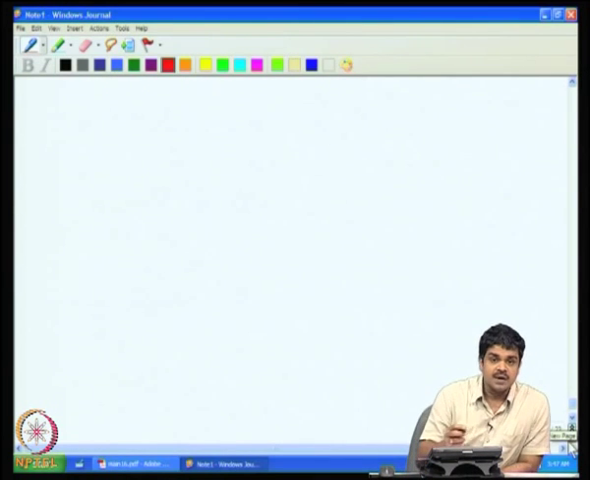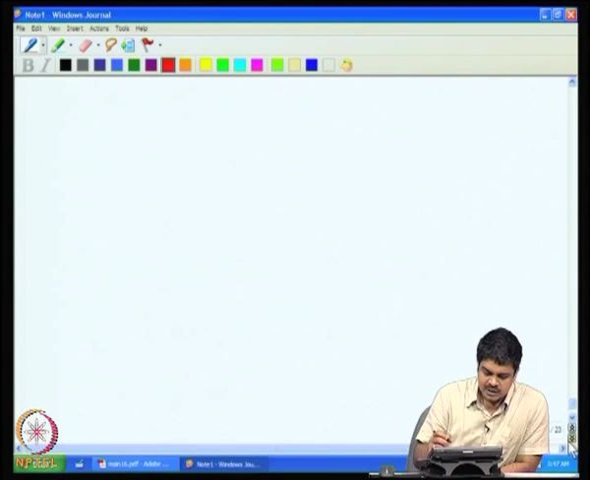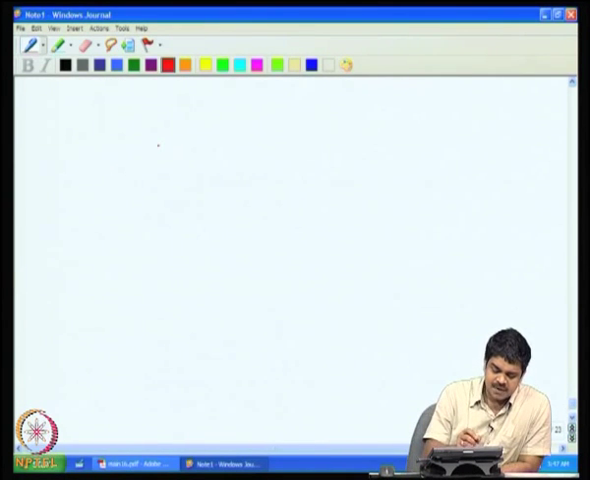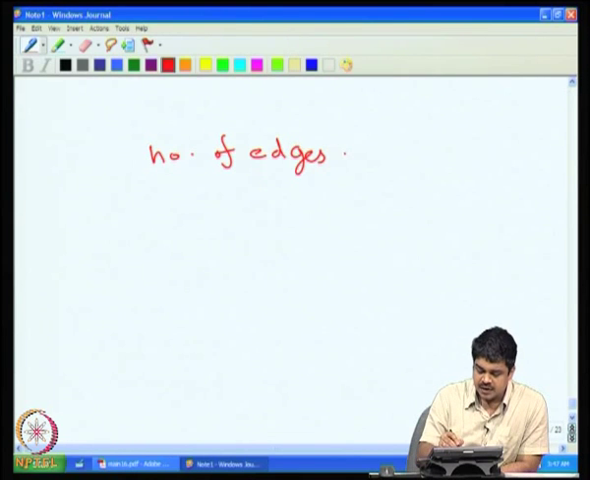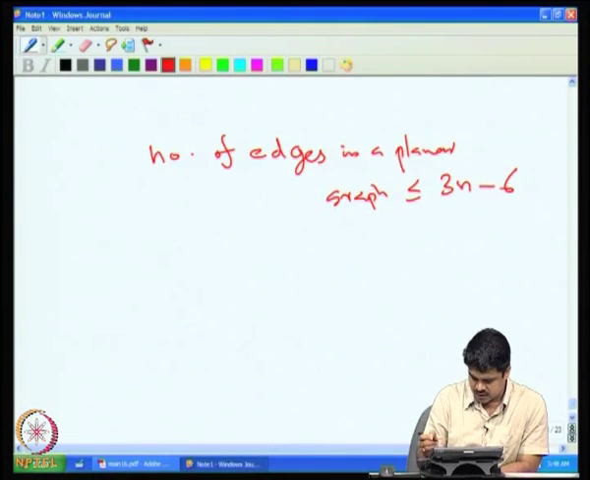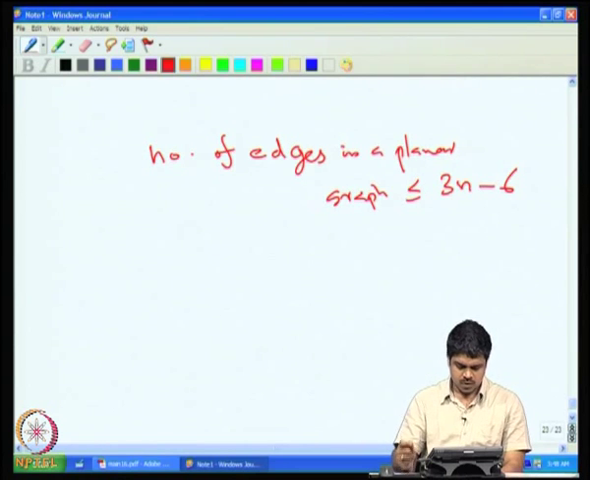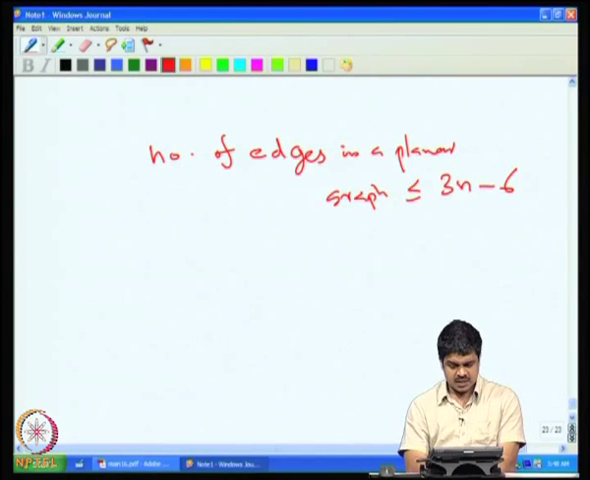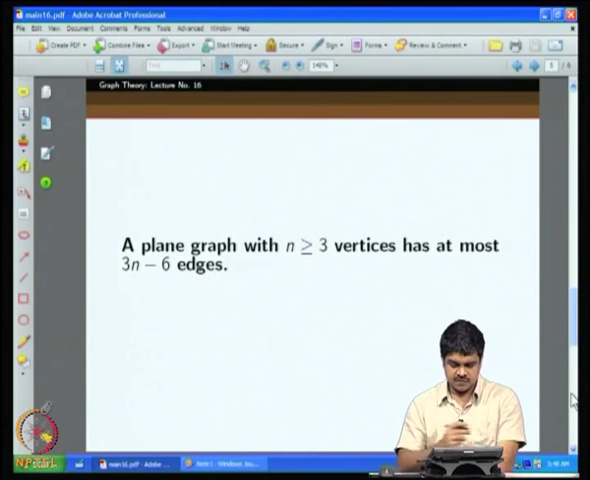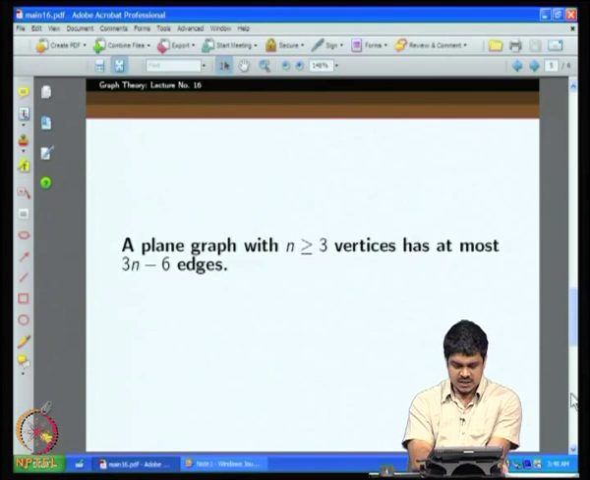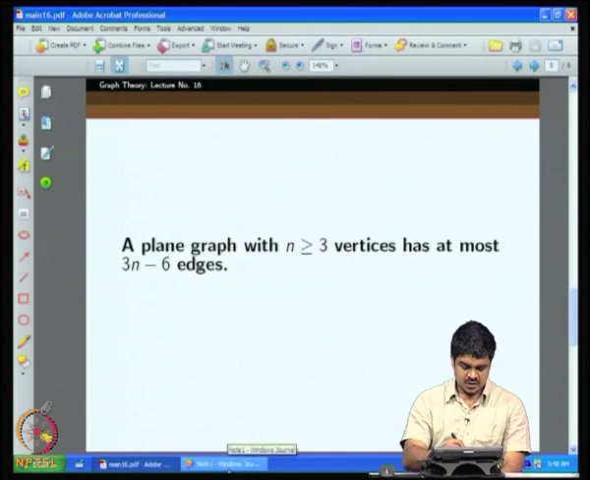Now, we will show, using the Euler formula, that the number of edges in a connected planar graph is at most 3n minus 6. So, a plane graph with n greater than or equal to 3 vertices has at most 3n minus 6 edges, simple.